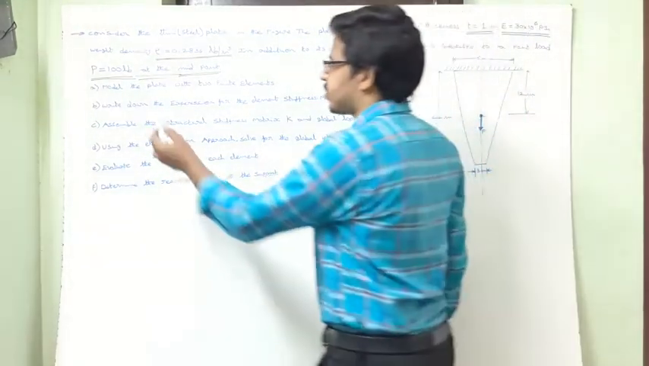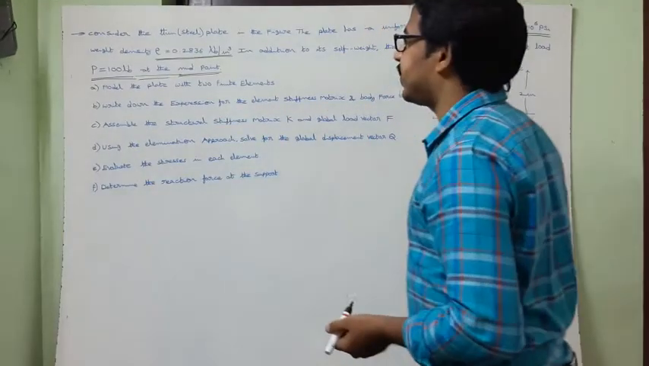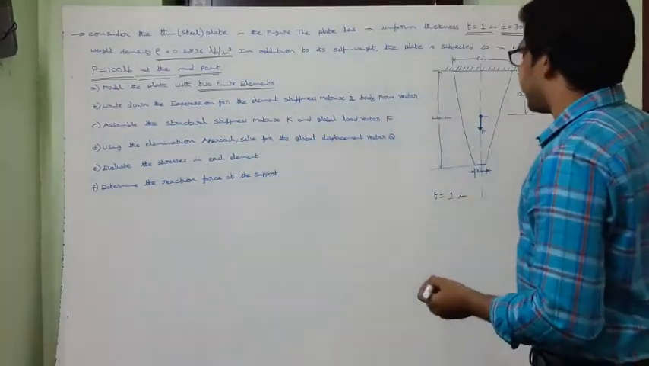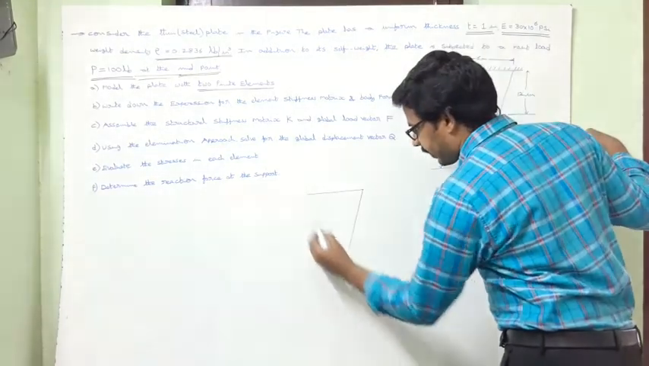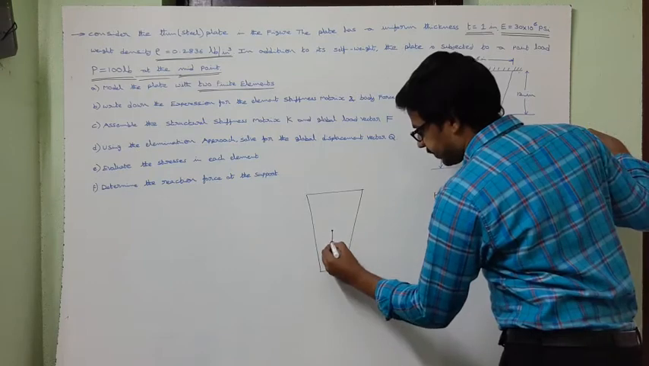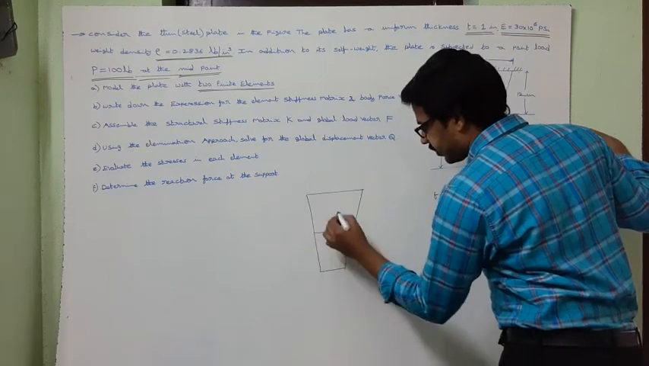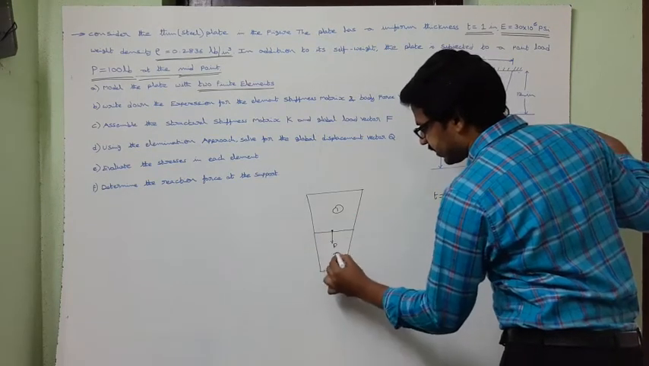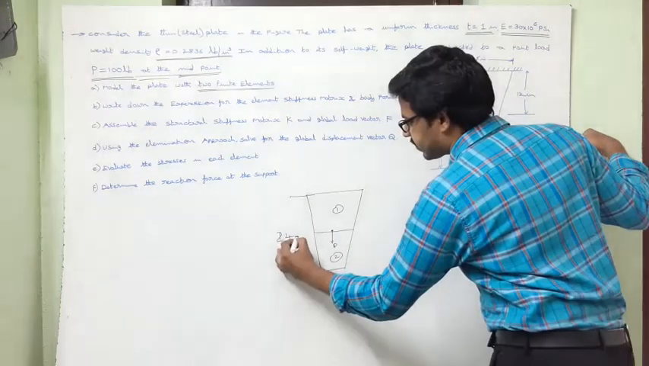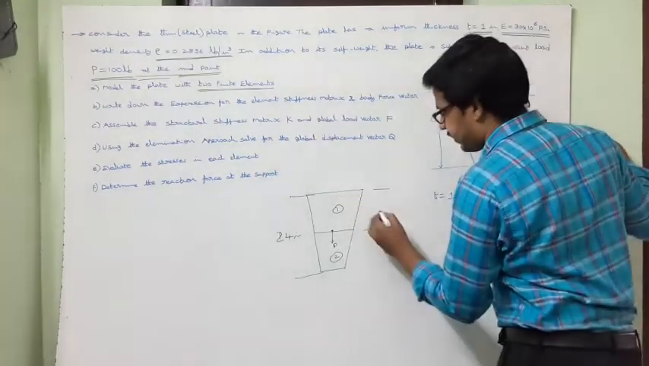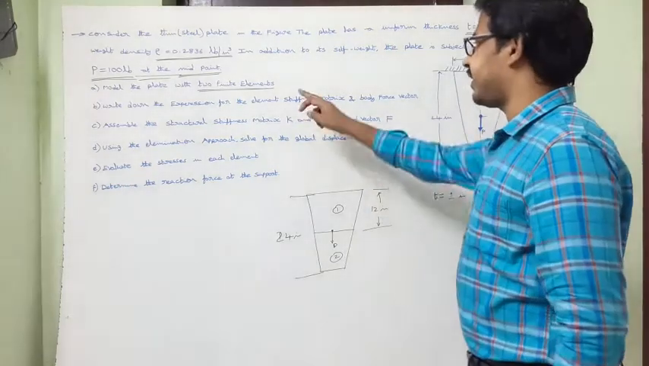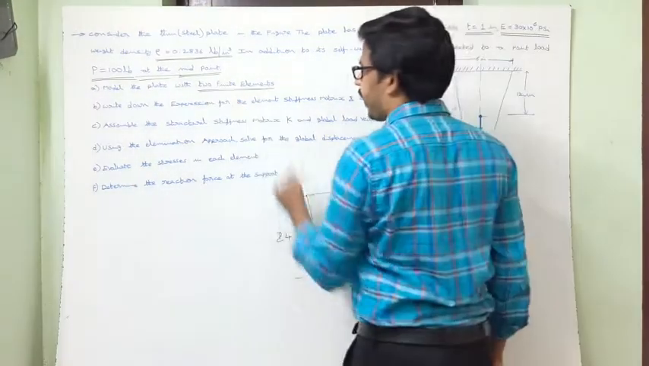So here in the first question, model the plate with two elements. We can divide this plate with a point load P at the midpoint. This is the first element and this is the second element. Total length of the steel plate is 24 inches and each element is 12 inches. So we can divide it like this, two finite elements.